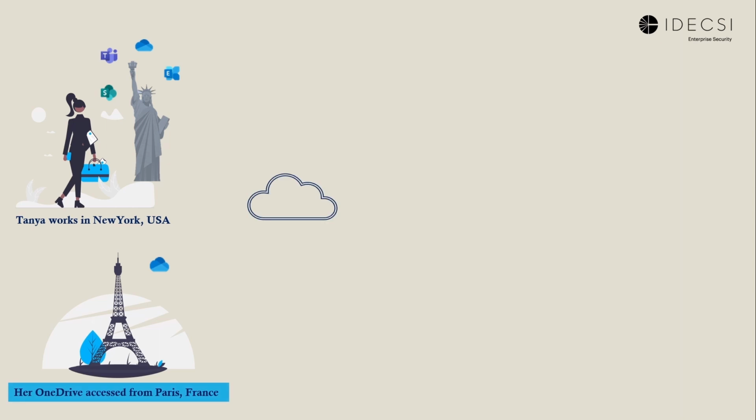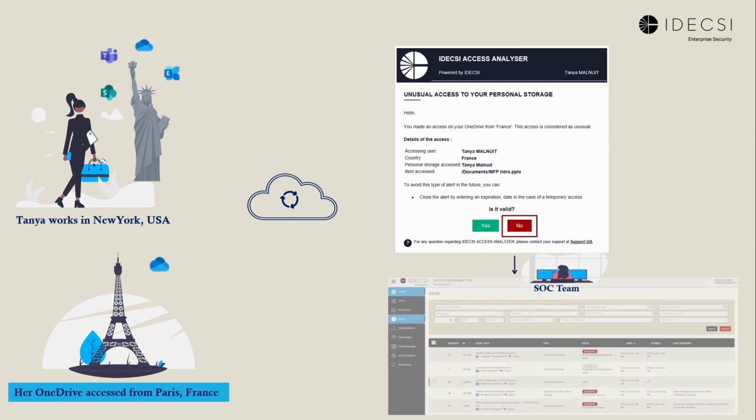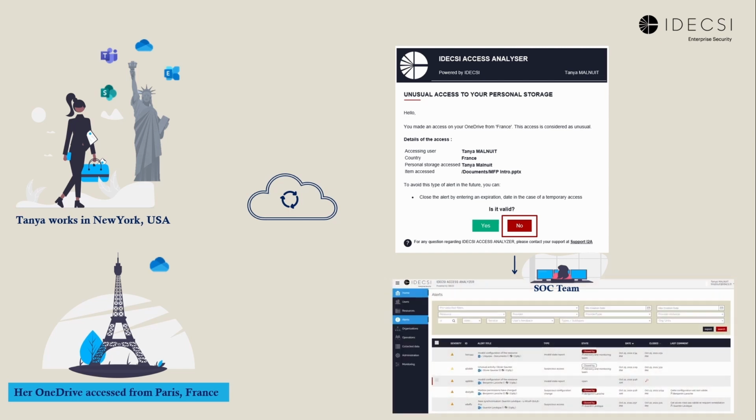What happens is that this is computed in the cloud, and as soon as we receive the logs from Microsoft, we alert Tanya of this unusual access on her personal storage. If she validates the fact that she's behind the operation, then obviously there is no problem. However, if she reports a suspicious act, the SOC team has to investigate further on the expert platform, and this is what we're going to cover next in this video.